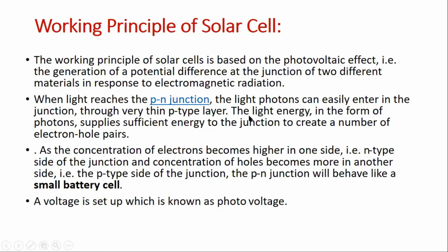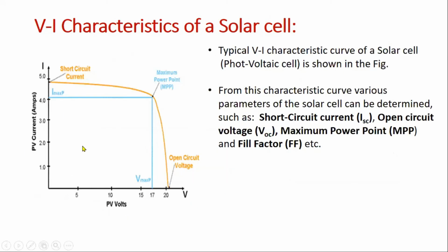Through the very thin layer, the light energy in the form of photons supplies sufficient energy to the junction to create a number of electron-hole pairs, which is what is required to get the flow of charges. As the concentration of electrons becomes higher on the N-type side and the concentration of holes becomes higher on the P-type side, the PN junction behaves like a small battery. A potential difference is developed, a voltage known as the photovoltage. And this is the characteristic of the solar cell.